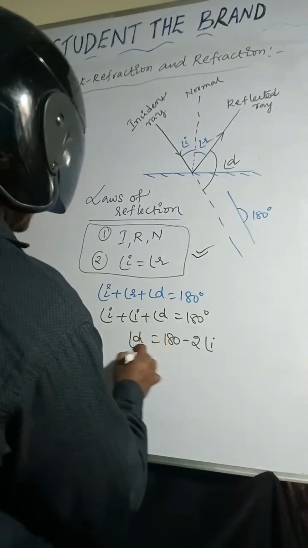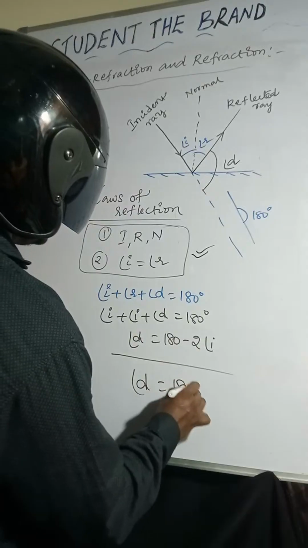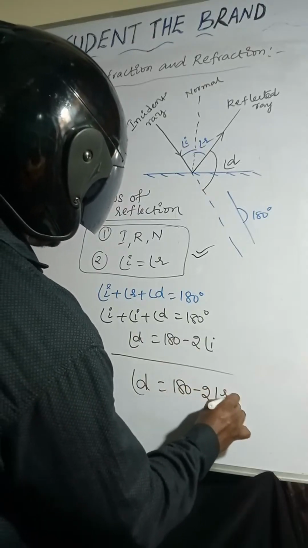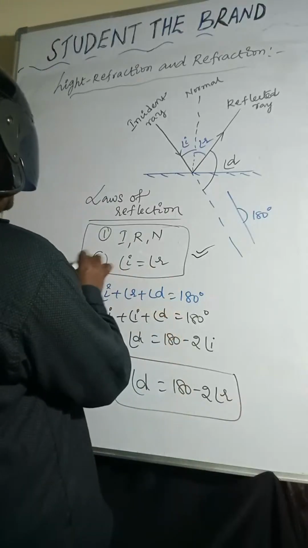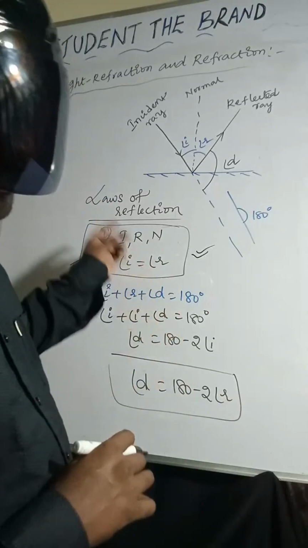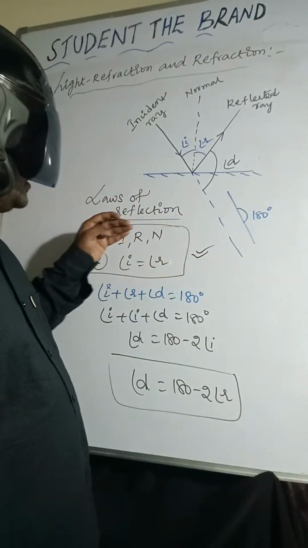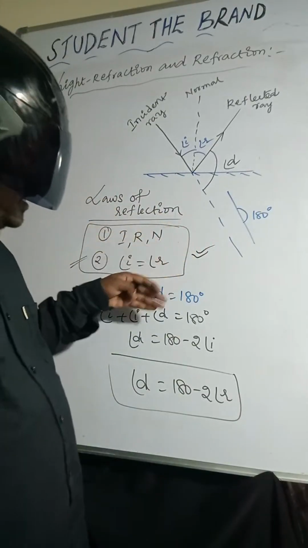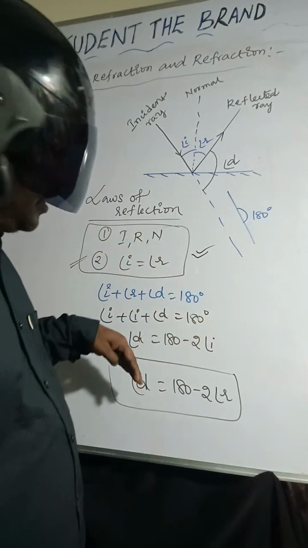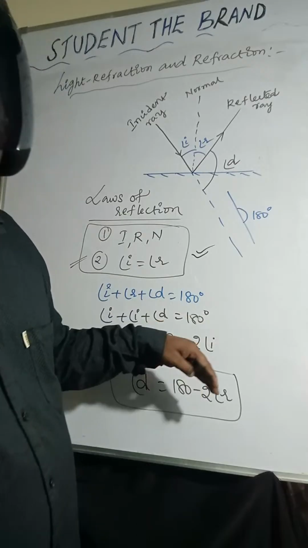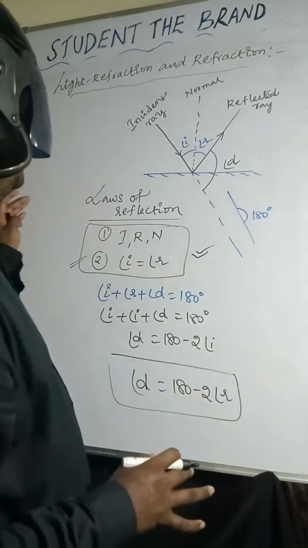We can also write the angle of deviation as 180 minus 2 times the angle of reflection, because from the laws of reflection the angle of incidence is equal to the angle of reflection. I hope it is very clear.